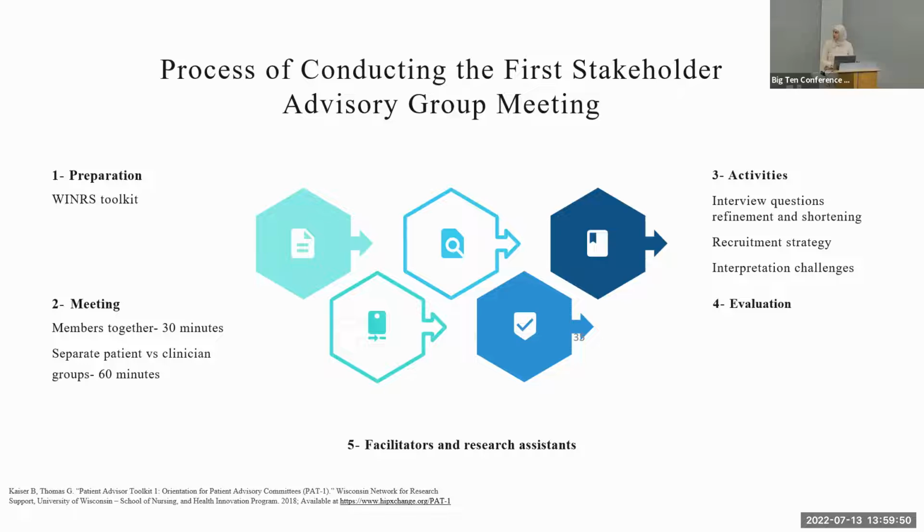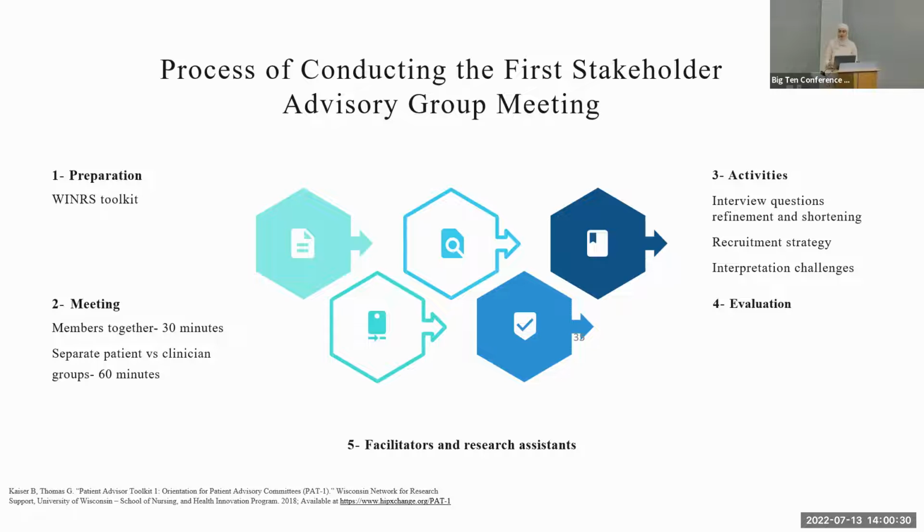This slide represents the process of conducting the stakeholder advisory group meeting. We started with the preparation, then the meeting, which was 90 minutes. In the first 30 minutes, we collaborated with the community members and created the ground rules for everyone in the meeting, because we have a mixed group of patients and clinicians. We wanted to make that space comfortable for everyone to share what they think is important.